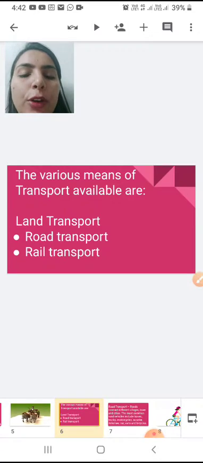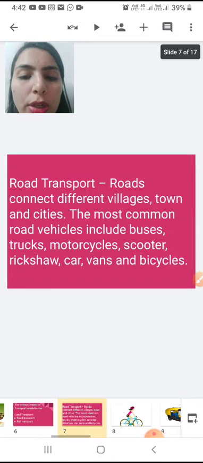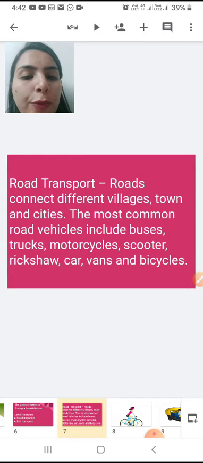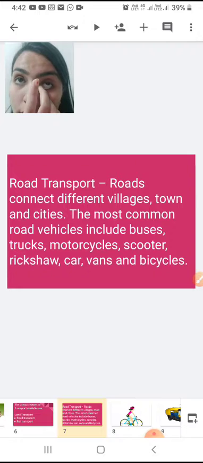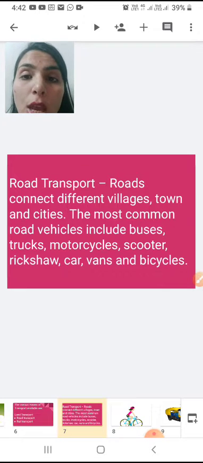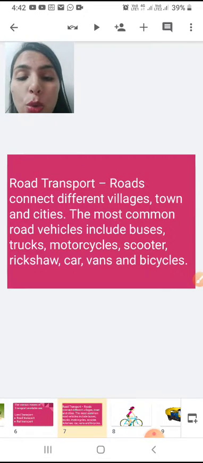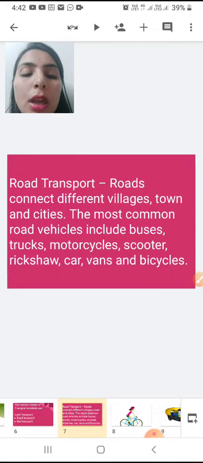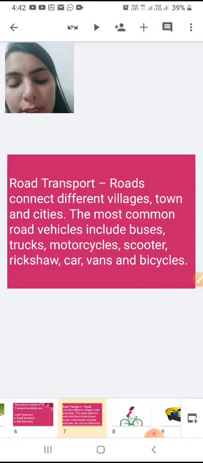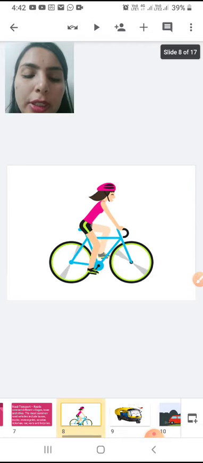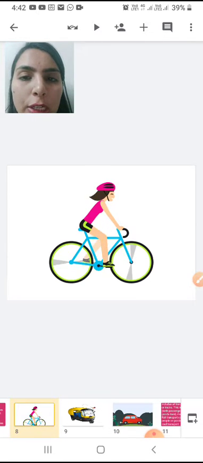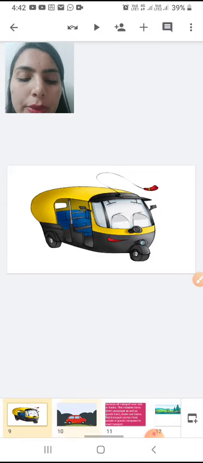Transport is further divided into two types: rail transport and road transport. In road transport, roads connect different villages, towns and cities, and when we want to go to these places, we use road transport. The different vehicles used on the roads are buses, trucks, motorcycles, scooters, rickshaws, cars, vans and bicycles.